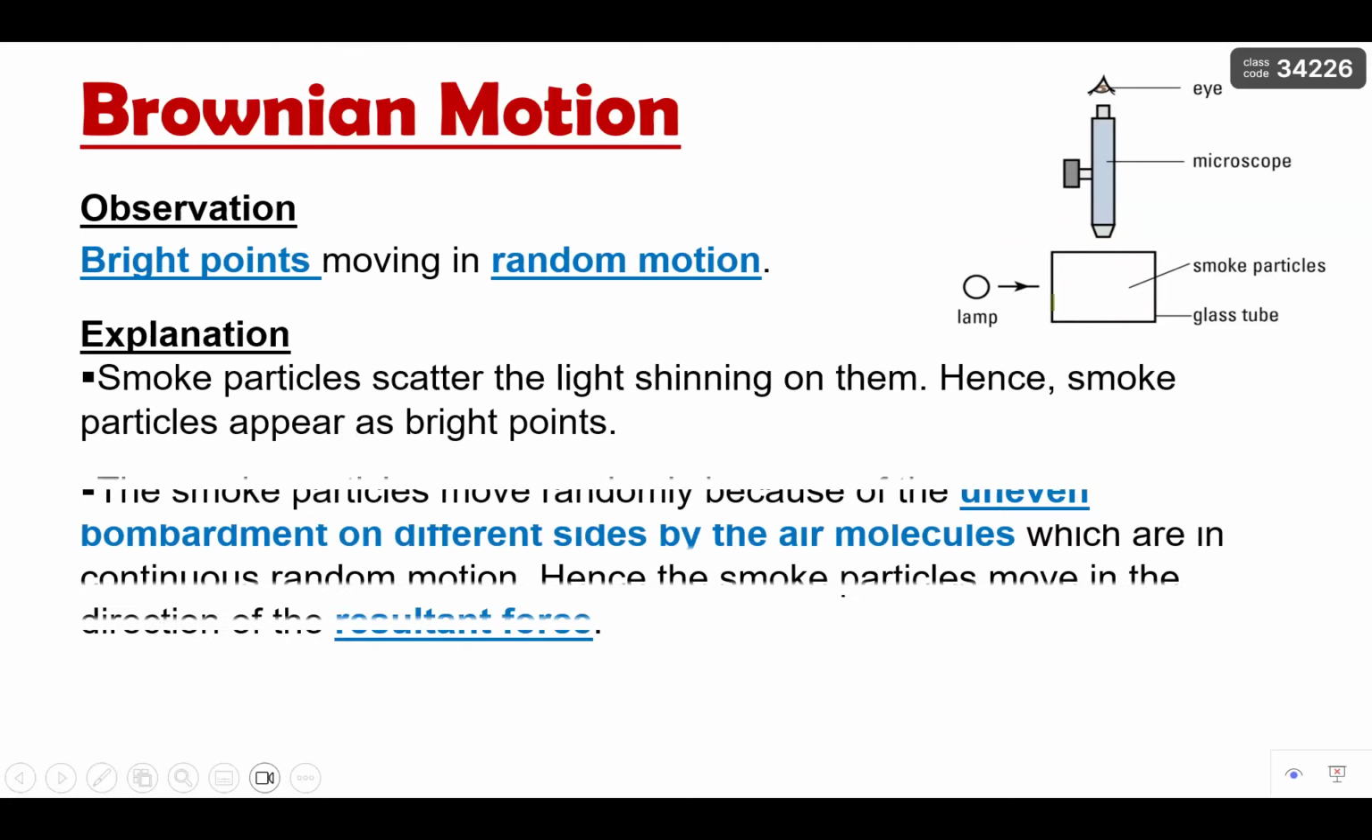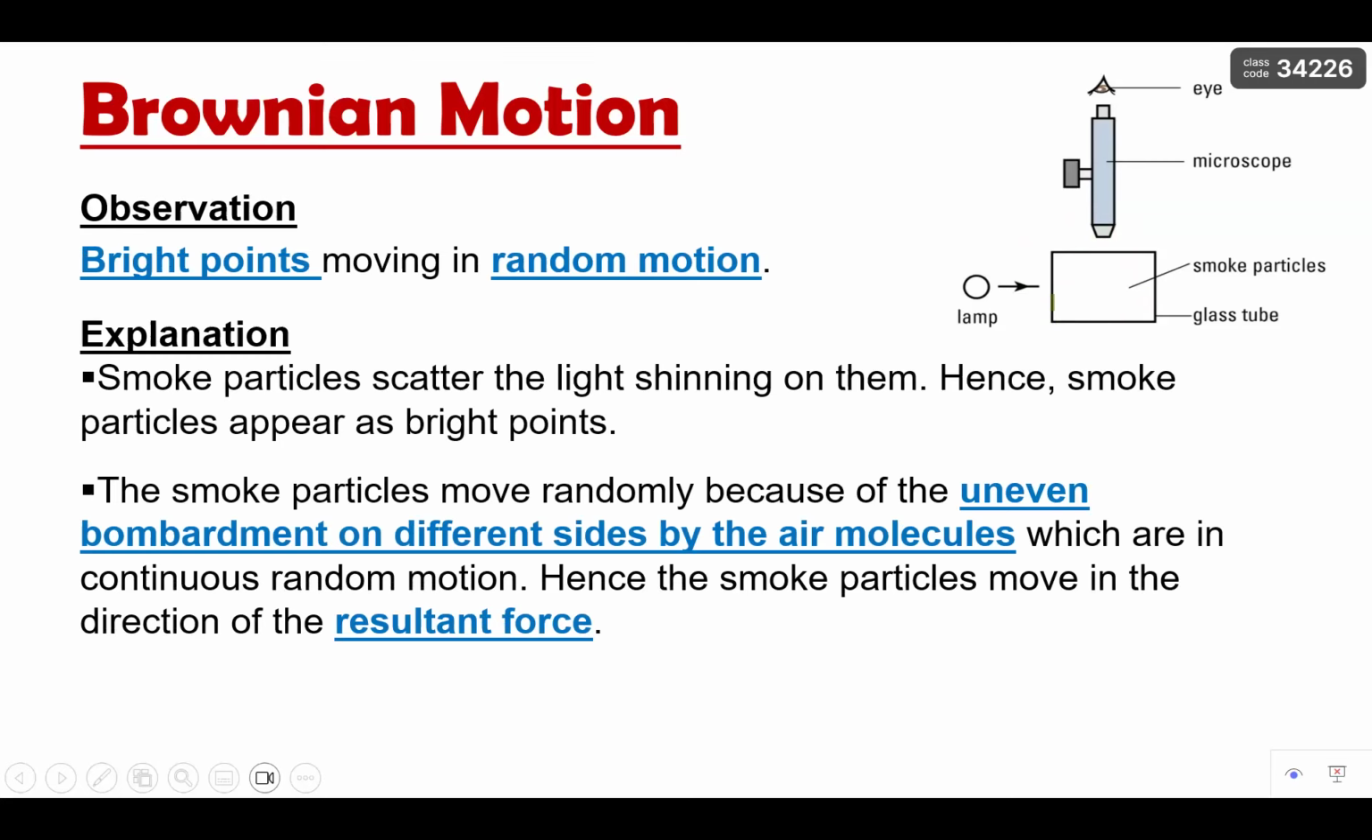The explanation for this is that inside this glass cell, there is not only smoke particles, there are also air particles surrounding them. When you shine bright light onto it, the smoke particles, which are not transparent, will scatter the light shining onto them, so they will appear as bright points. They will reflect the light source into your eyes, so you will see the smoke particles as bright specks of light, or bright dots.